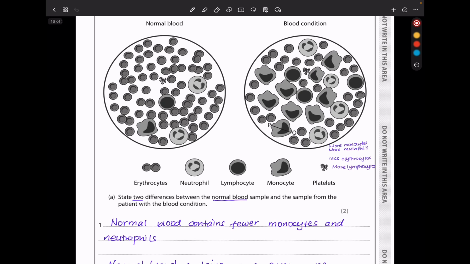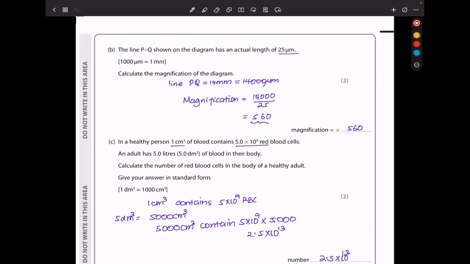So they want you to measure this distance from that to that using a ruler. When I measured that, I got 14 millimeters. But since 1 millimeter is 1,000 micrometer, 14 millimeters is going to be 14,000 micrometer. Magnification is equal to image size divided by actual size. So the answer is 560.